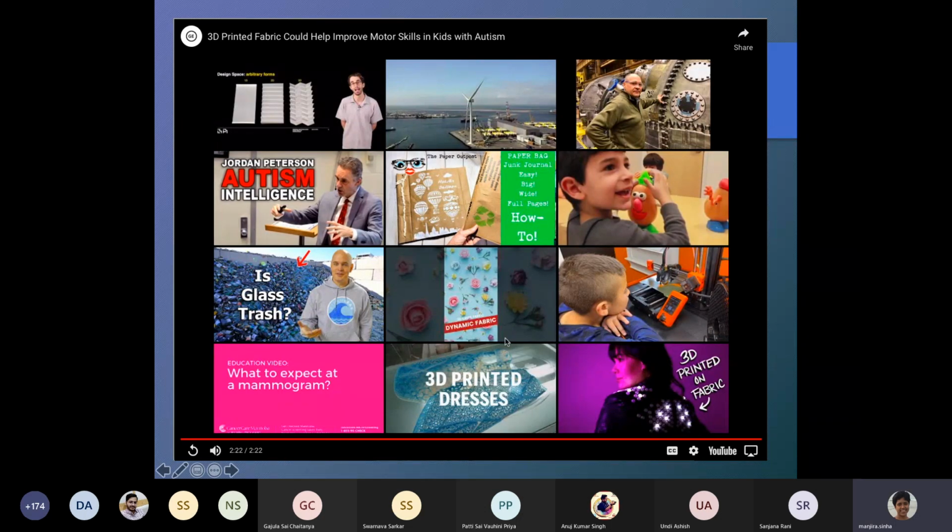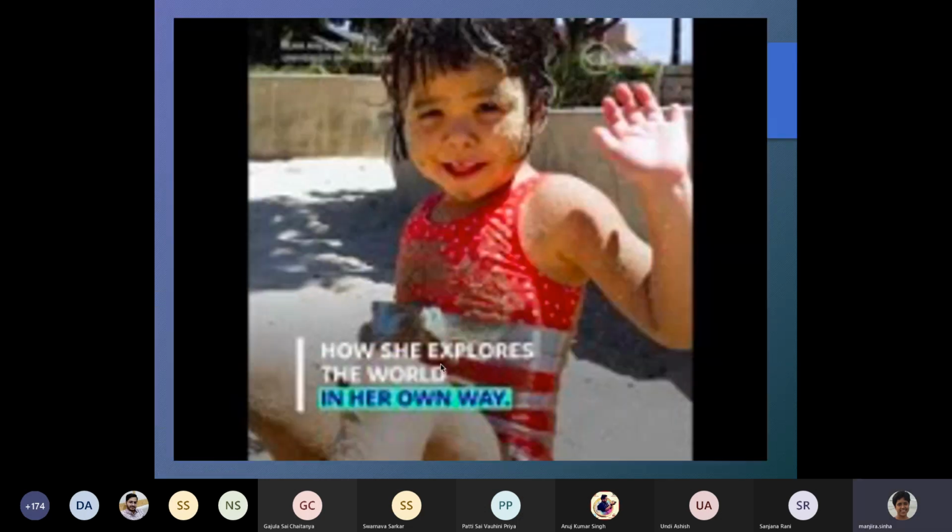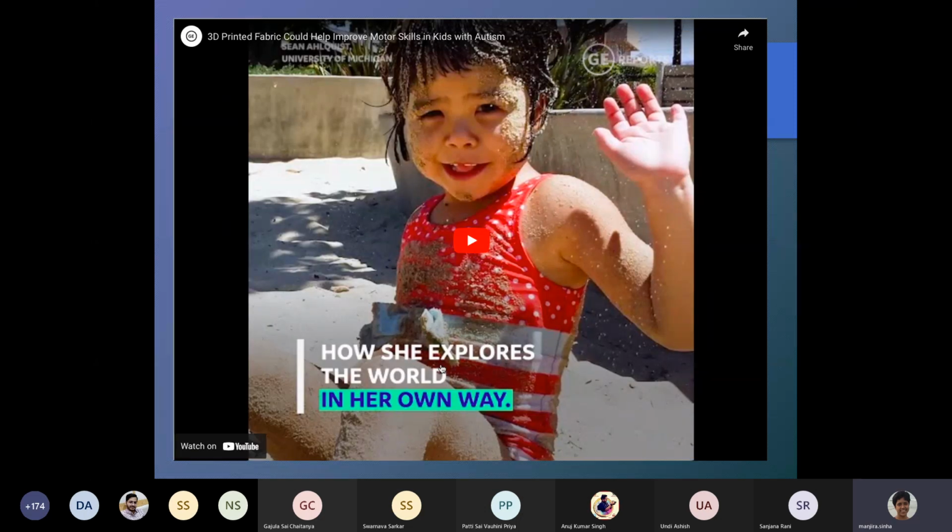Okay, so as you can see, application of 3D printing, application of touch sensor, application of user experience, motion data processing, touch data processing, interaction. So everything has come together to make this piece of technology.